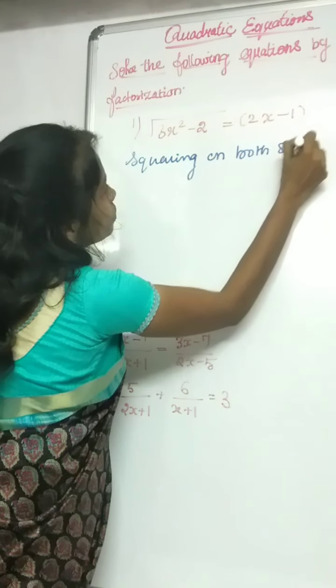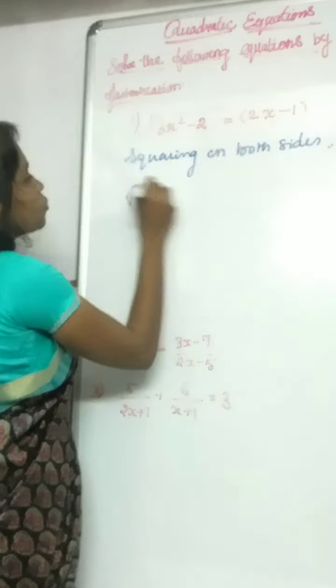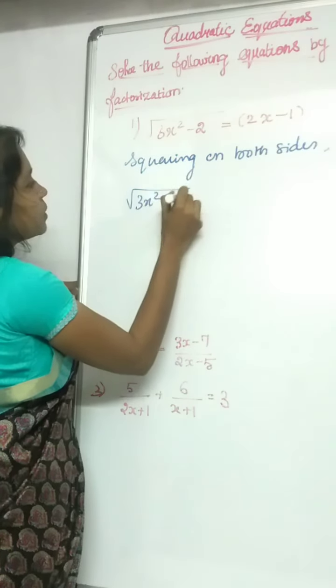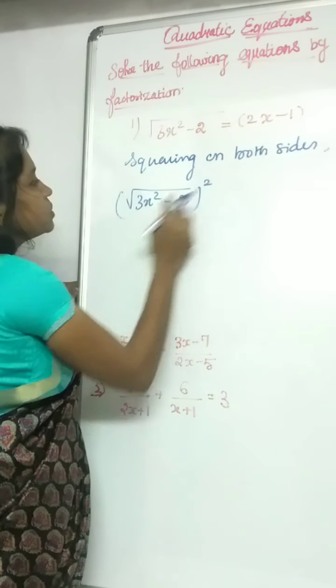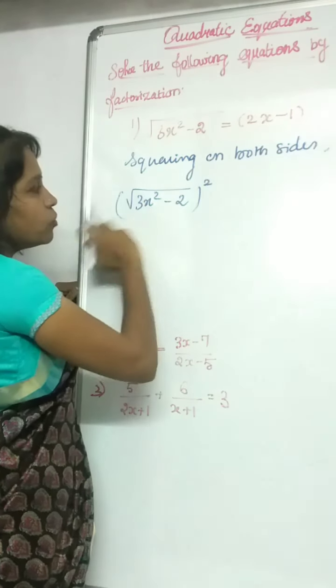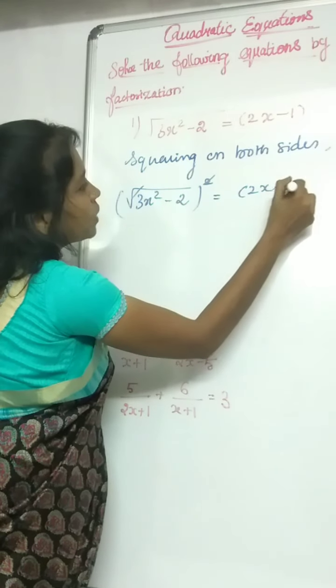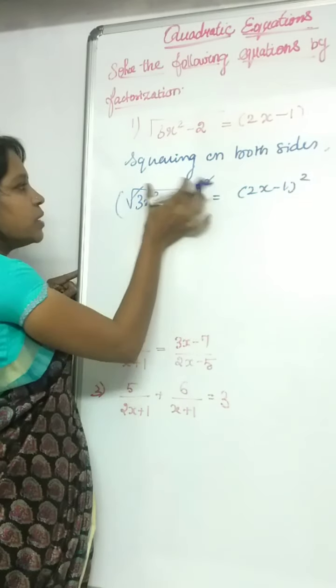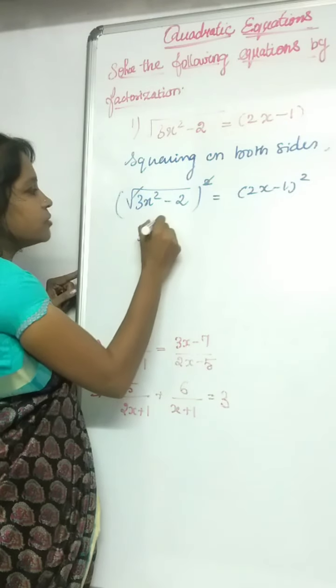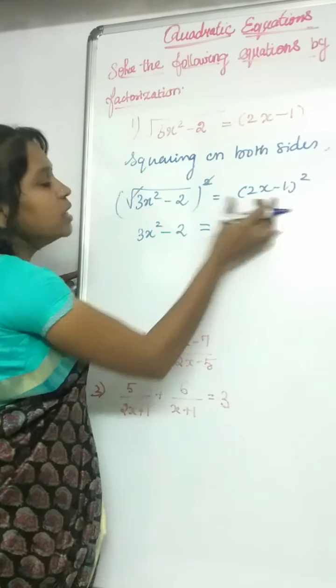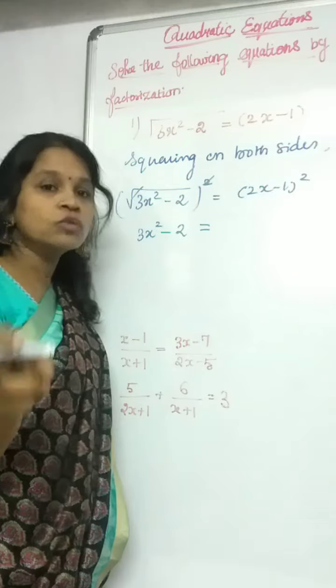So squaring on both sides, the square root and the square get cancelled, because twice the factor we can take out from the root. So this can be removed, and 2x minus 1 the whole square. This can be removed here. Simply it is 3x square minus 2. This side we have 2x minus 1 the whole square.